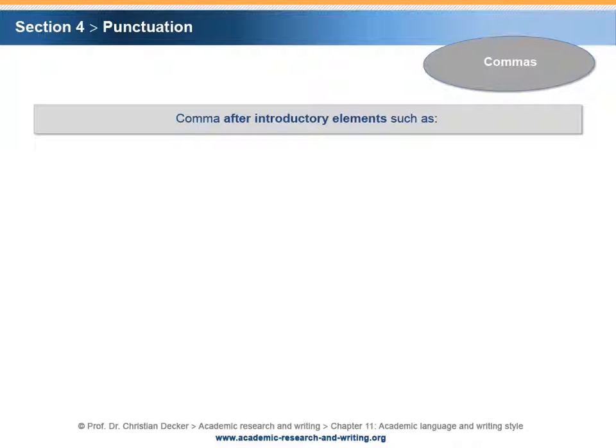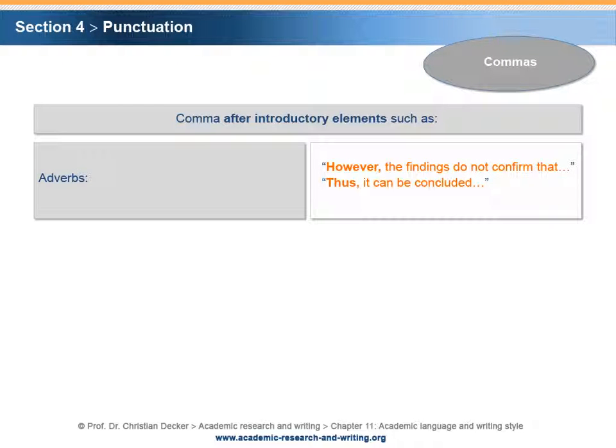Generally, the introductory element of a sentence is followed by a comma. Introductory elements are, for example, adverbs, as in: however, adverb, comma, the findings do not confirm that. Thus, adverb, comma, it can be concluded, and so on.